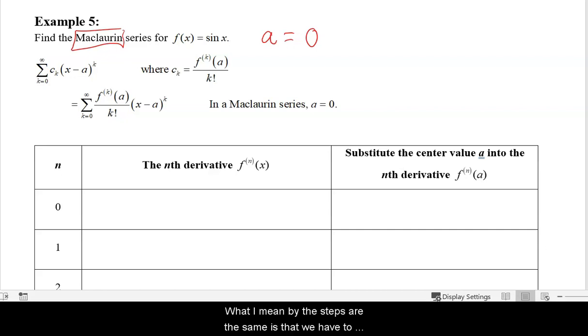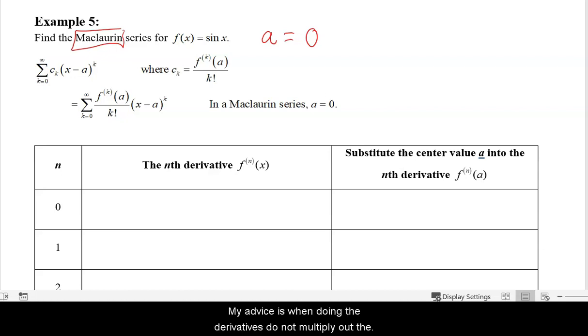What I mean by the steps are the same is that we have to compute the nth derivative for the function, and then we need to plug in the center. Again, we'll want to do probably about 4, maybe 5 different differentiations because we will have to try to find a pattern so that we can rewrite the Maclaurin or Taylor series in a summation formula. If you only do 1 or 2 derivatives, it may not be enough to see the pattern starting to develop.